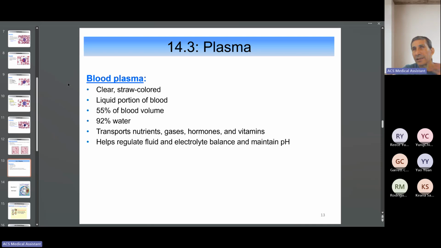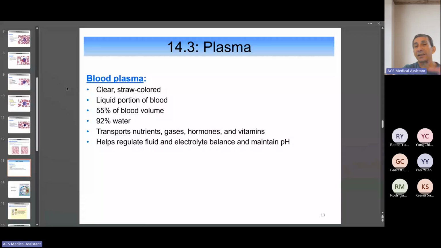Okay, so we talked about the solid part. Remember, blood is divided into two parts. Liquids, which is plasma, and solids, which are red blood cells, white blood cells, and platelets, which are the formed elements. These will be the solids. So let's talk about plasma, which is the liquid. We talked about the solids first.